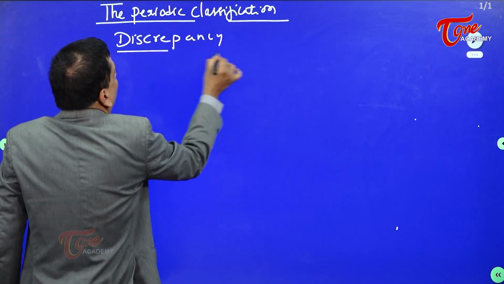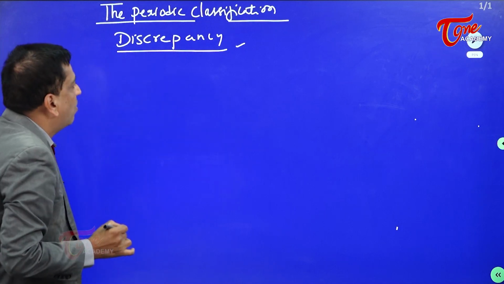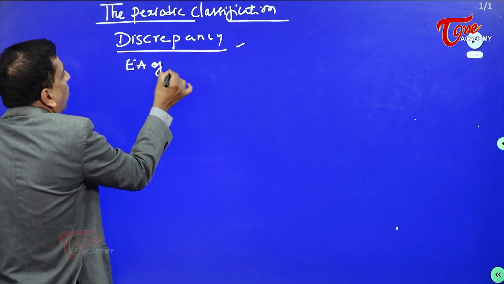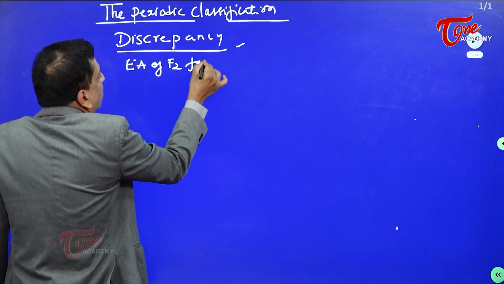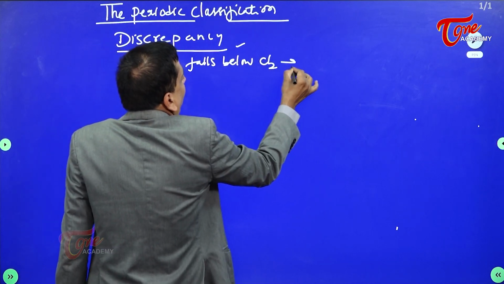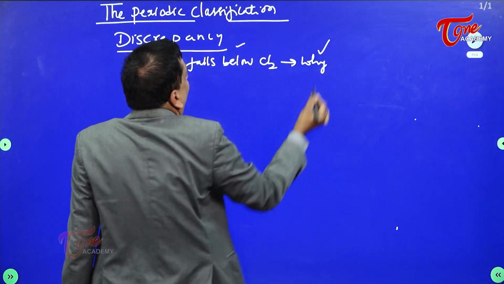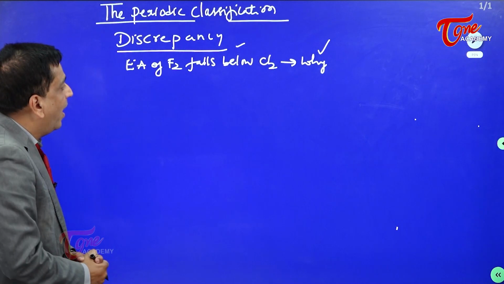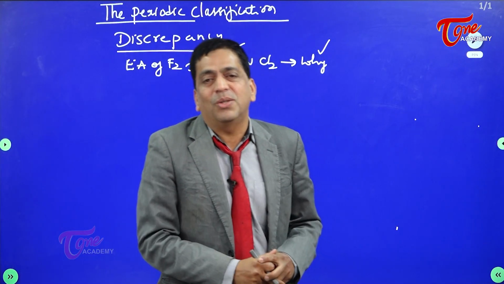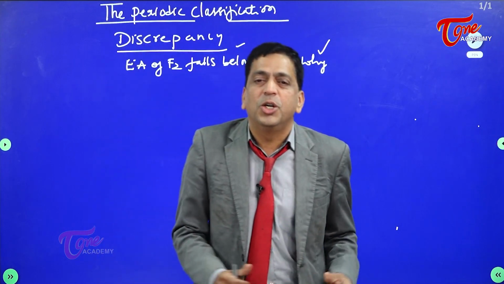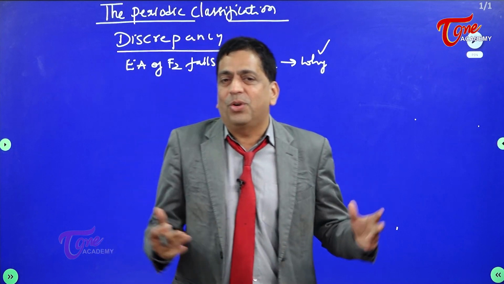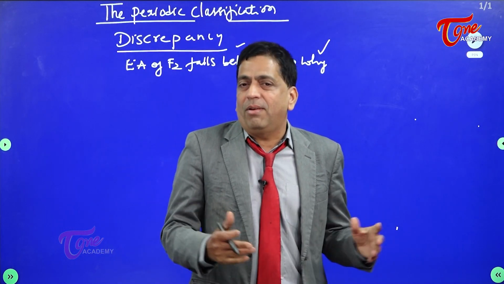I am discussing a discrepancy. Now, what is the discrepancy we are discussing? The electron affinity of fluorine falls below chlorine. Can you tell me why, in spite of fluorine having the smaller size, the electron affinity value still falls below chlorine? We would like to reason for that.